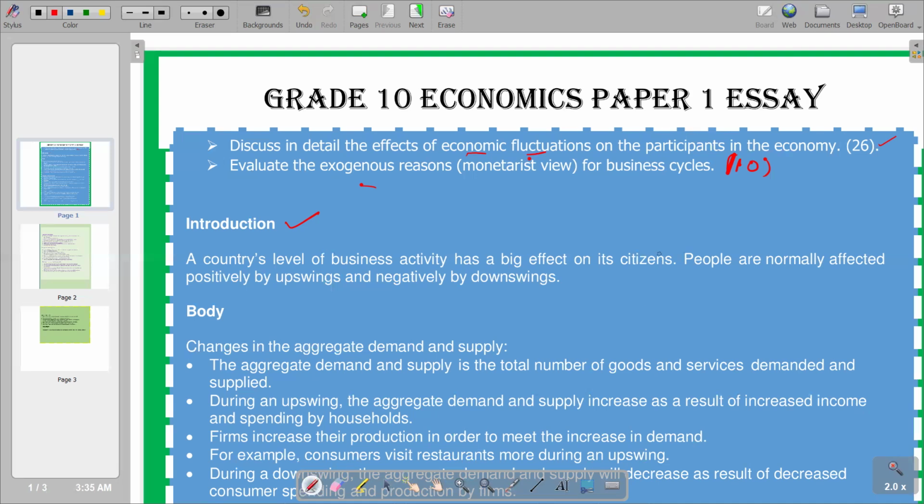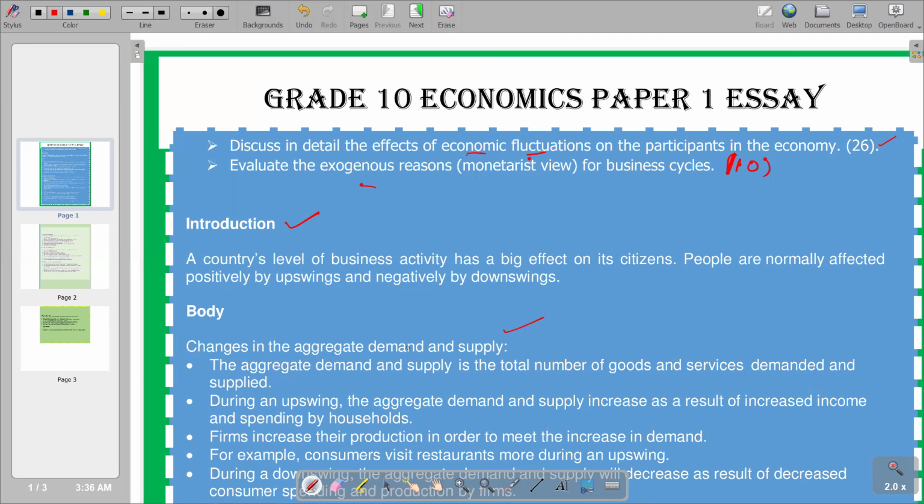So going forward, we have got our main body. So we can now go to the main body and try. Remember, we are trying to abide by the requirements of the main body according to what you will be given in the question paper. So in the body, we are going to start by looking at one of the factors that is adjusted by economic fluctuations. We have got changes in aggregate demand and supply.